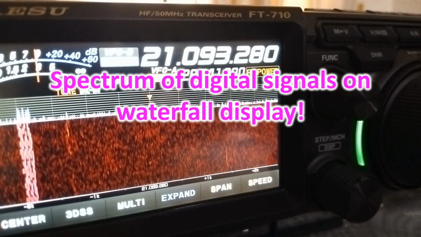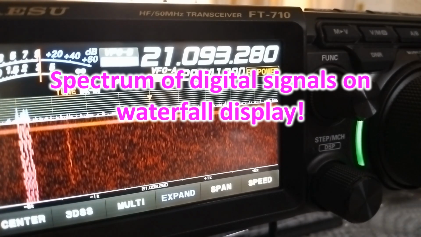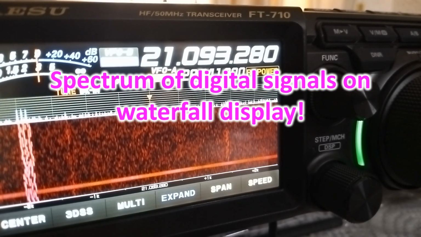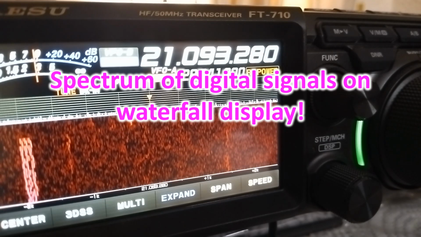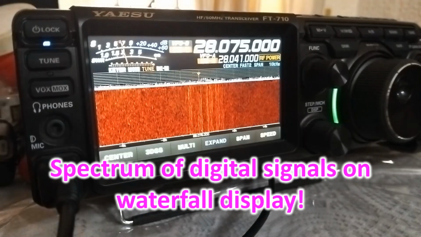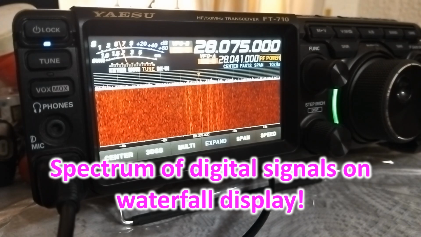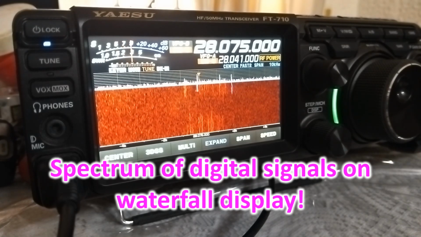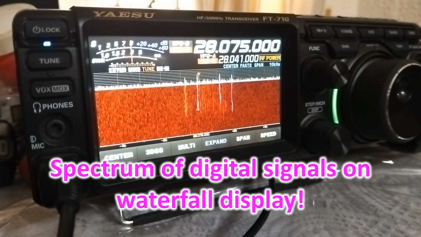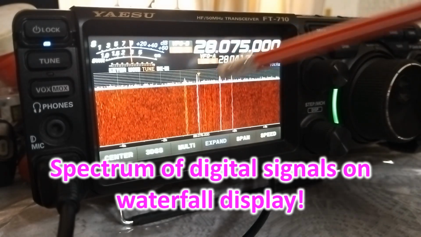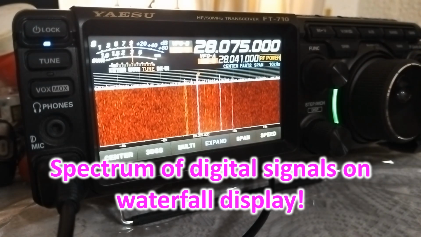There's another thinner signal coming here that is different. I'm just checking the span of the signals just for curiosity. Here is another digital signal on 10 meter or 28 megahertz band. That also has a spectrum width of almost 2 kilohertz.